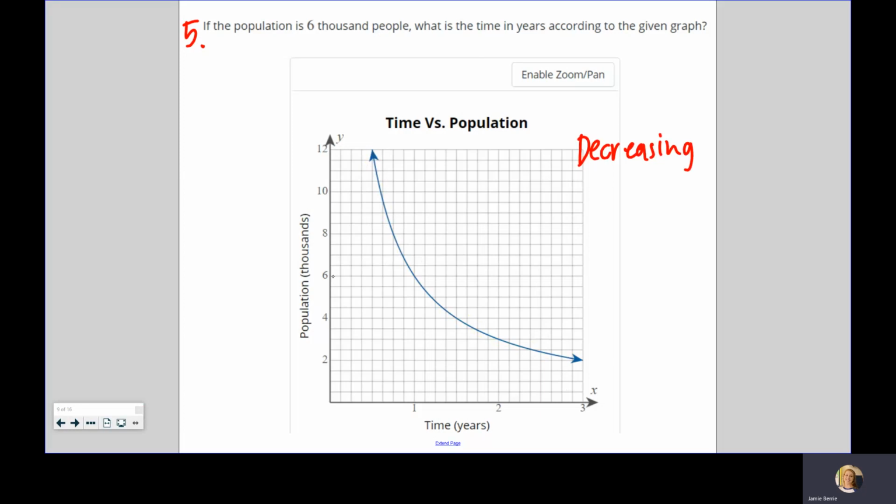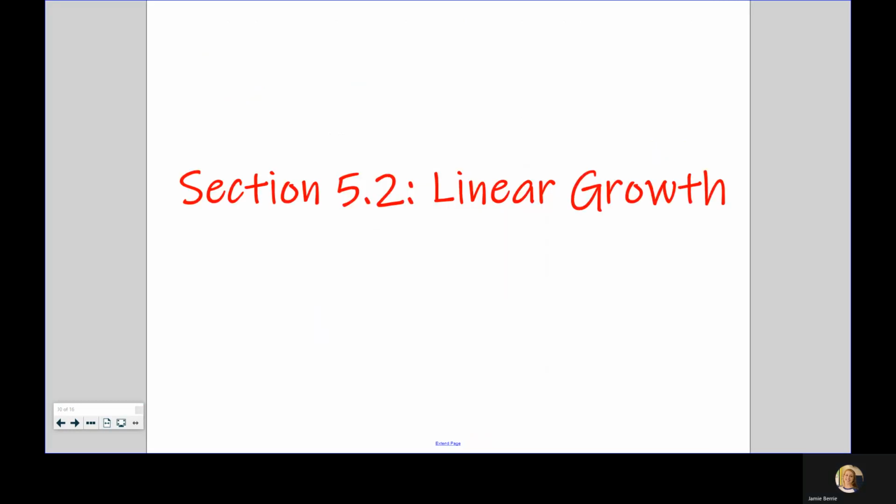So here's population, here's 6. So go over to the graph, then go down to the time. So you can see the time was 1 year. All right. So that's everything for section 5.1. We're going to move on and talk about section 5.2, which is called linear growth.